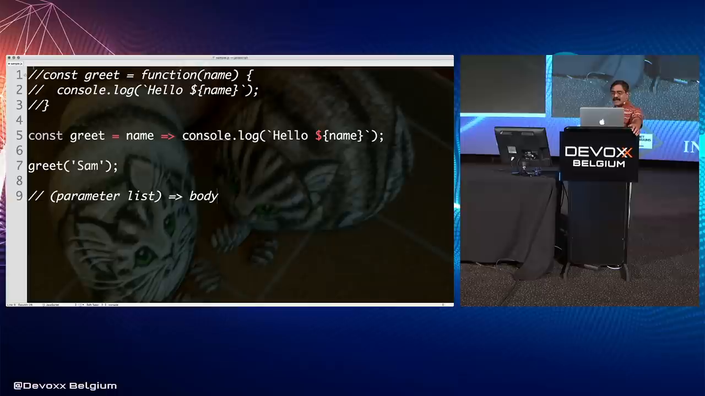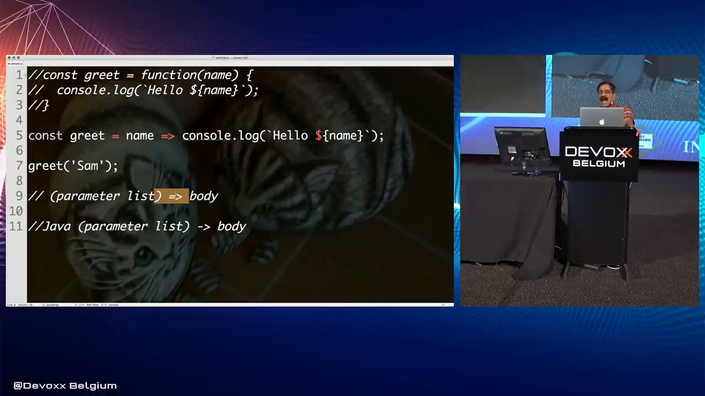That's a bit of sad news. If you're writing Java code, you know the syntax is parameter list, a single arrow, and a body. Well, in JavaScript, it's not a single dash, it's a double dash. Those of you who program Java and JavaScript, you are forever cursed, right? Because this is going to be painful.